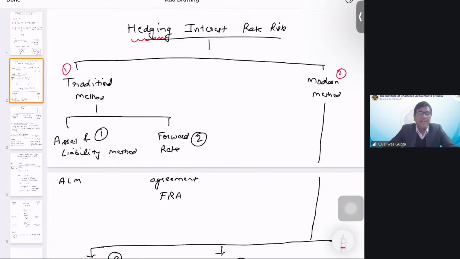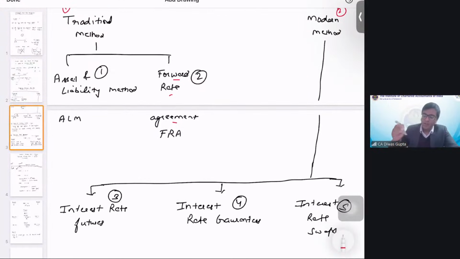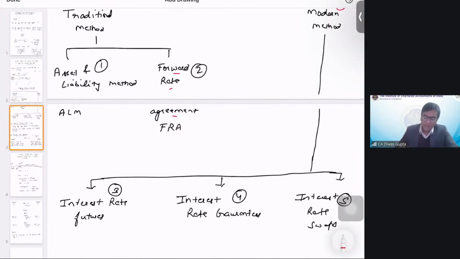The first part is the traditional method, students. Under traditional methods, there are two different methods. One is the asset and liability method, which is called ALM, and the second is the forward rate agreement, also called FRA. Then within the modern method, students, there are three sub-parts. One, there is interest rate futures. These are called IRF.